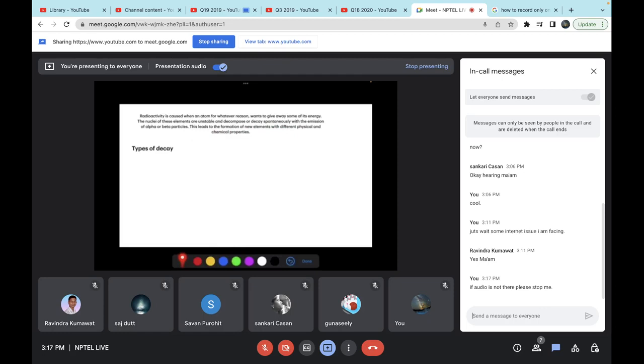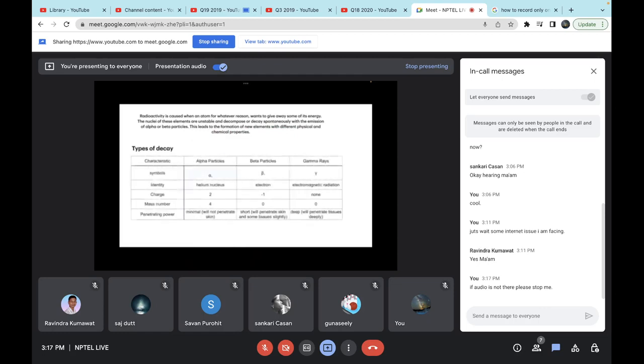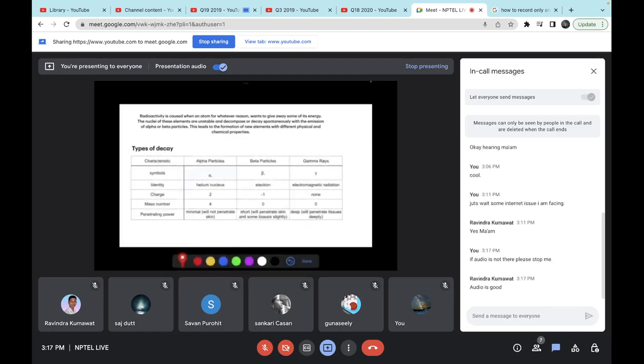Now, what are the types of decay? So there are alpha, beta, and gamma rays. So in this form, we observe radioactive decay. First, the alpha particle. It is nothing but a helium nucleus carrying charge 2, mass number is 4, and its penetrating power is minimal.